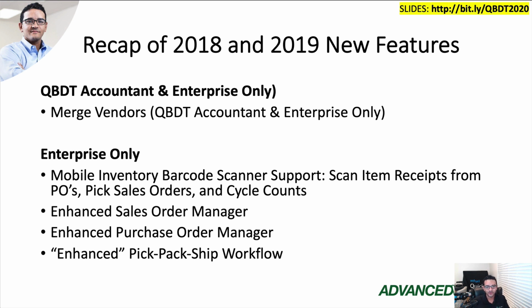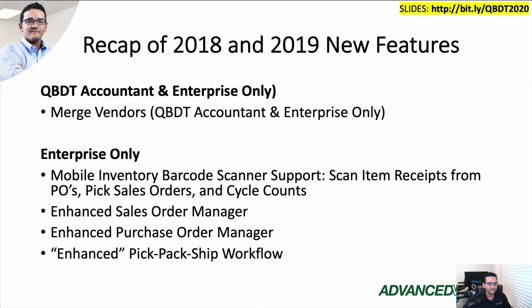And in Enterprise only, they added in 2018 mobile inventory scanner support, which is basically a little thing like this. It's basically an Android device with an integrated barcode. And once you connect it to QuickBooks, you can have some additional functionality like scanning items when you're doing an item receipt for purchase orders, picking sales orders, and doing cycle counts, which is really the only big valuable part of that.